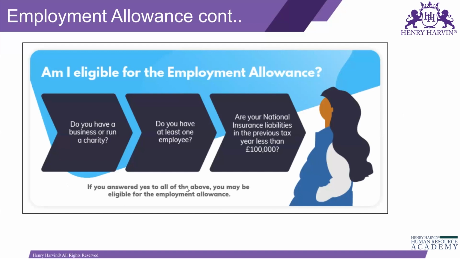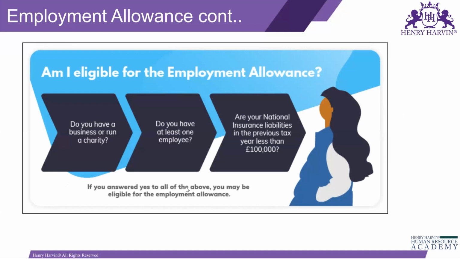Okay, do you have a business or run a charity? If both are yes, then one criteria is met. The second criteria is, do you have at least one employee? There should be an employee in the organization, then only Class 1 is applicable, right? So the second criteria will also be met.